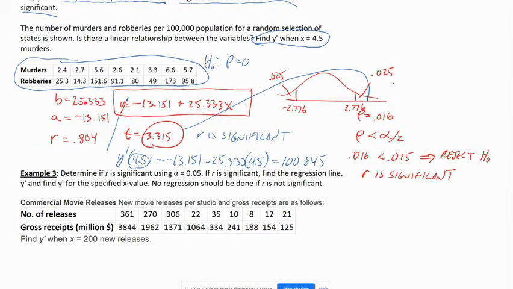Okay, so that's showing that relationship, and so we can now use this regression equation to do predictions like we did here when we plugged in 4.5 and we got 100.845.